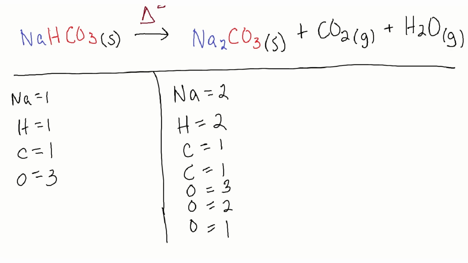Now you'll see we didn't have to do this, but I'm trying to follow the same steps in all the problems I worked through. Notice on the product side, we have twice as many atoms of each element than the reactant side. So we can balance that by putting a 2 as a coefficient in front of sodium bicarbonate.